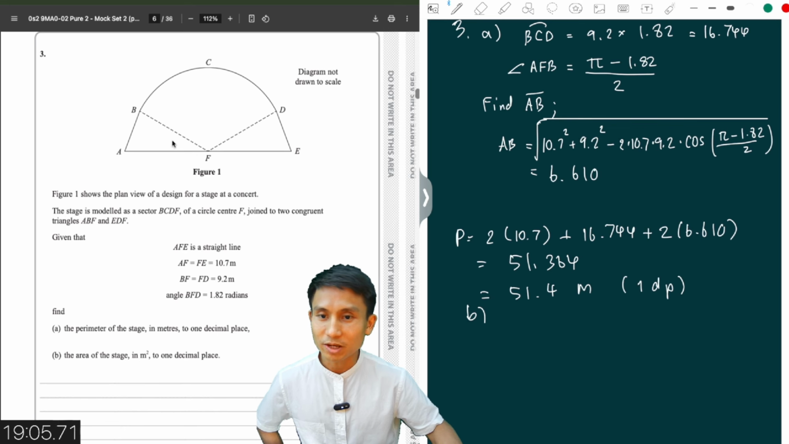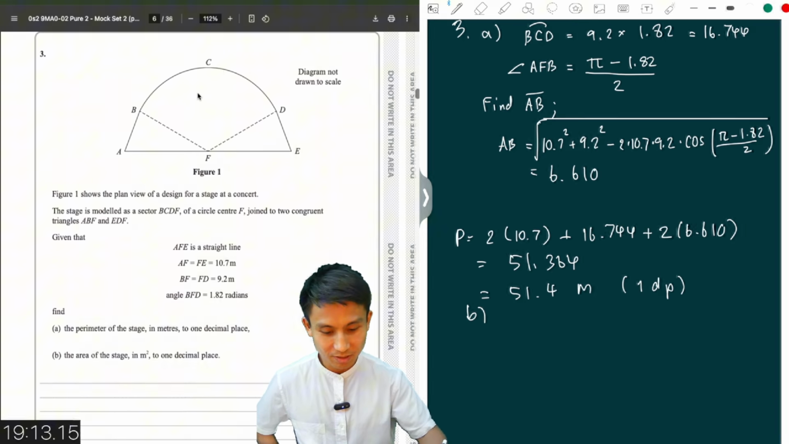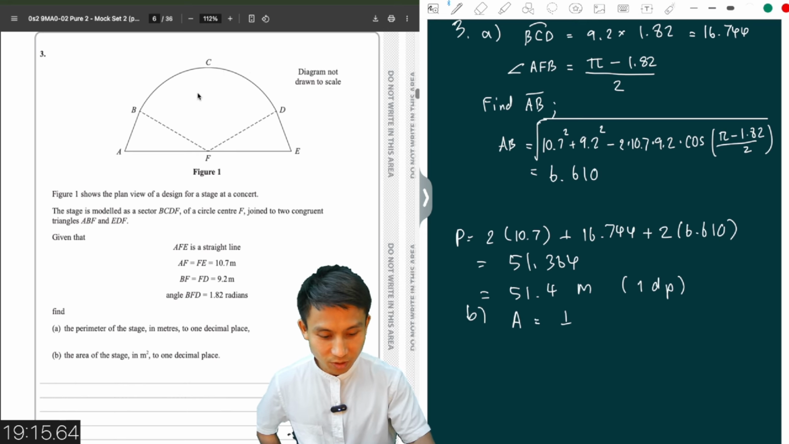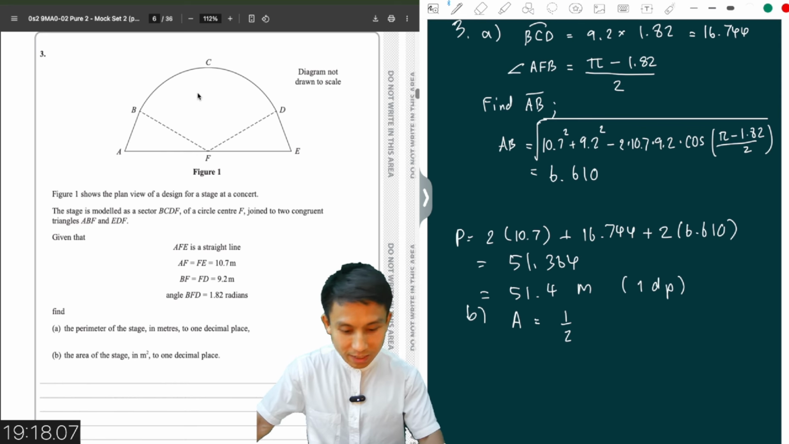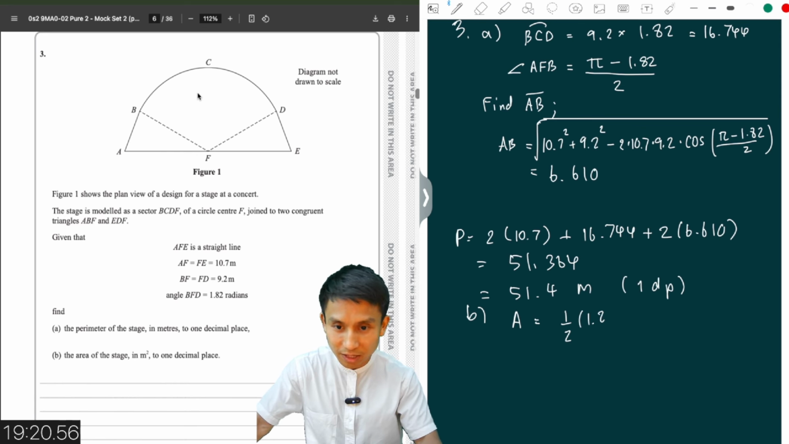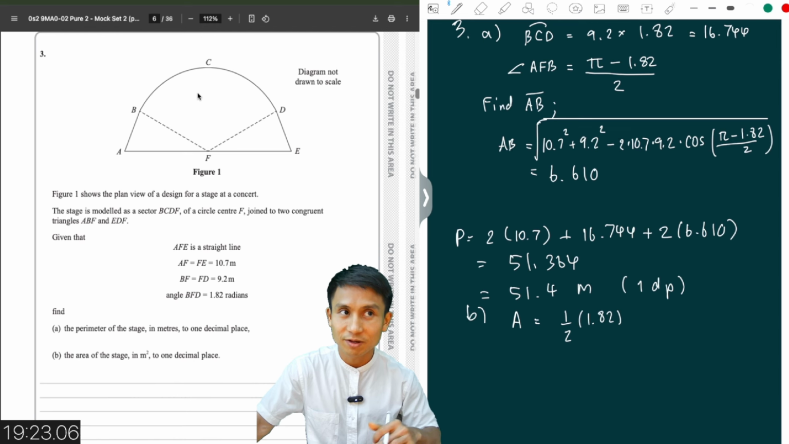All right, so we got quite a lot of information already. So it's just the two triangles and the area of the sector. So the area of the sector is just 1/2 theta r squared, where theta is the radian, which is 1.82. So it's 1/2 theta times r squared. R is BF, which is 9.2 squared, plus 2 times the triangle.